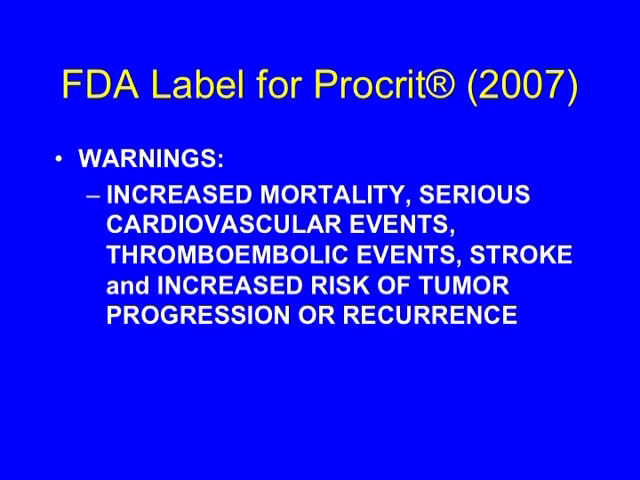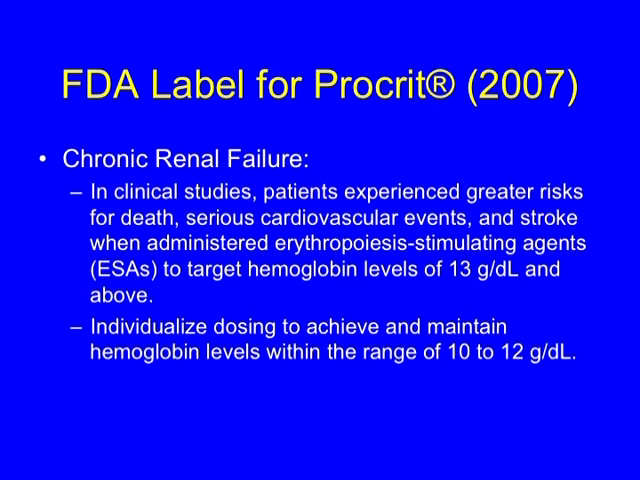So the FDA label for the use of Procrit in 2007 warned of increased mortality, serious cardiovascular events, thromboembolic events, stroke, and increased risk of tumor progression or recurrence with the use of this drug. In chronic renal failure, the FDA label said in clinical studies, patients experience greater risks for death, serious cardiovascular events, and stroke when administered ESAs target hemoglobin levels of 13 grams per deciliter and above. One should individualize dosing to achieve and maintain hemoglobin levels within the range of 10 to 12 grams per deciliter.